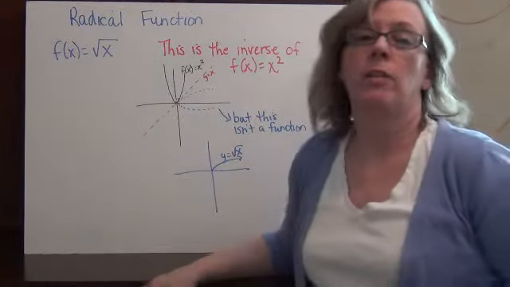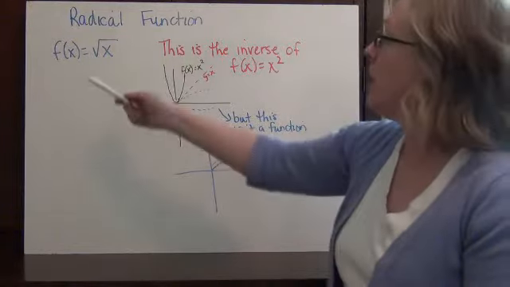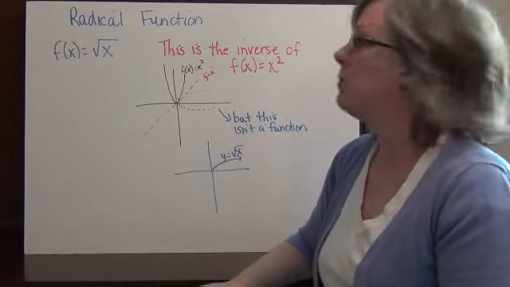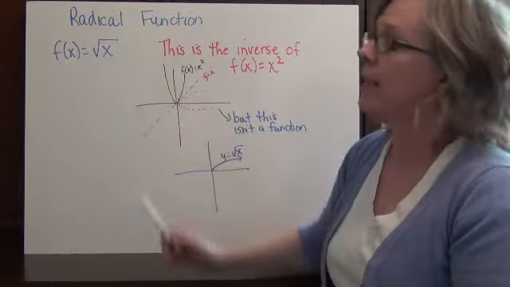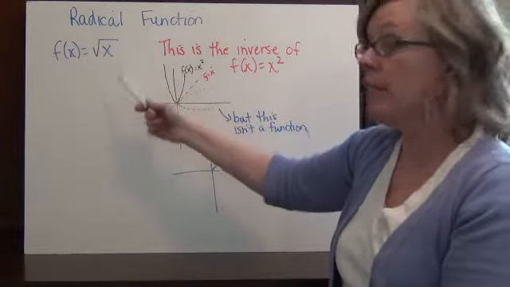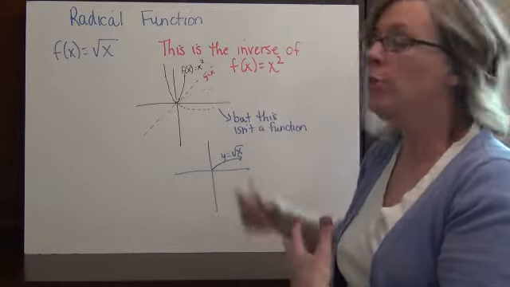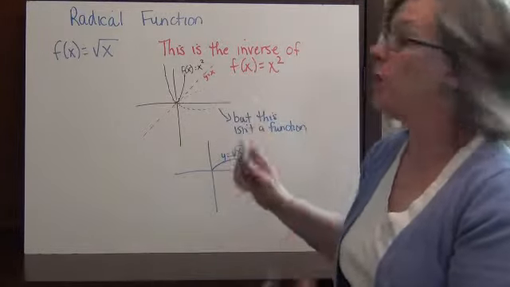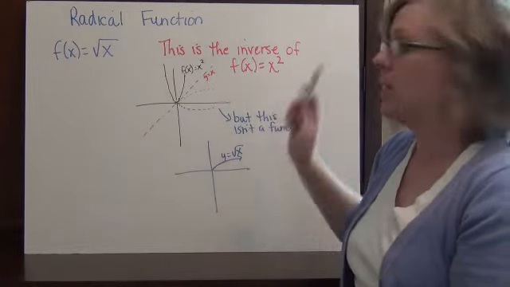This lesson is on radical functions. So the most simple radical function is the square root of x. Okay? So you'll see that as f of x equals the square root of x. Now we talked before about inverses. The square root of a number is the inverse or opposite of the square of the number. We know that we undo the square by taking the square root. So this is the inverse of f of x equals x squared.